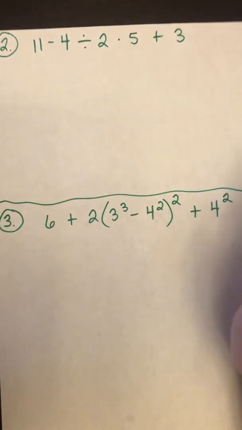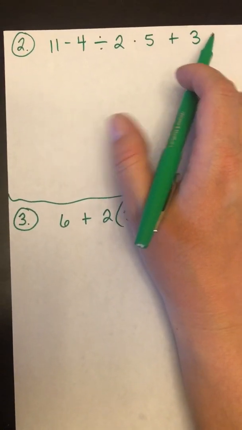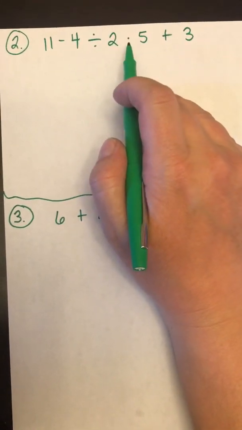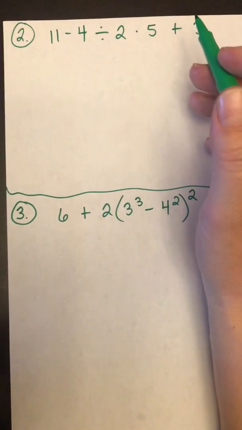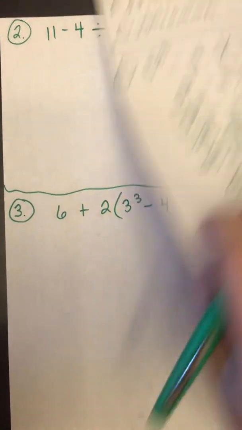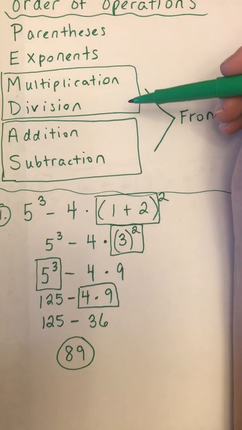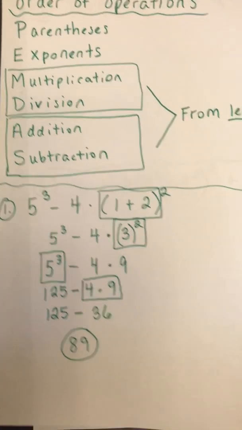The next thing to look for is exponents. I don't see any exponents. Okay, so now I'm looking for any multiplication and division. I see division and I see multiplication. Which one should I do first? Most people will say multiplication because this acronym is deceiving. I know we learned it as my dear, so we think the M always comes before the D. But that is deceiving.